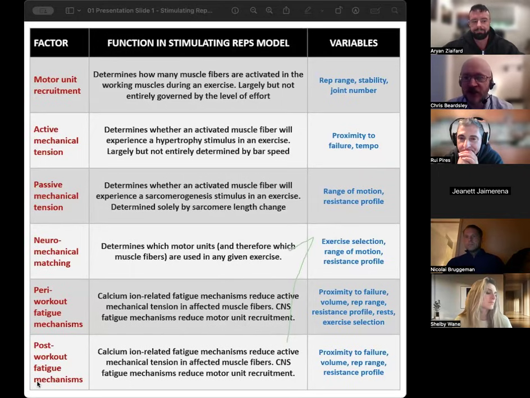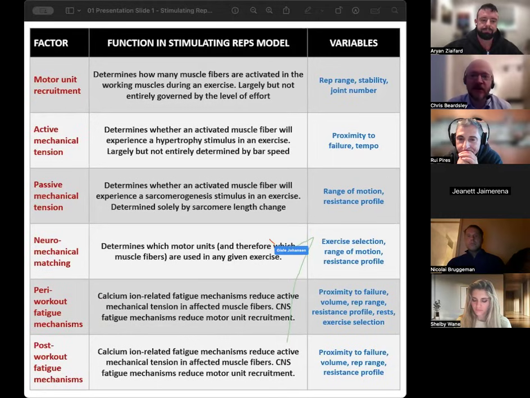And obviously things like resistance profile and range of motion are going to tie into that with the stretch activation, ion channels opening, producing a lot more calcium-related fatigue. So ultimately, this is just an illustration for you guys of how physiology and all of these things on the left, the red text on the left, these are all very well established physiological areas with a lot of research.